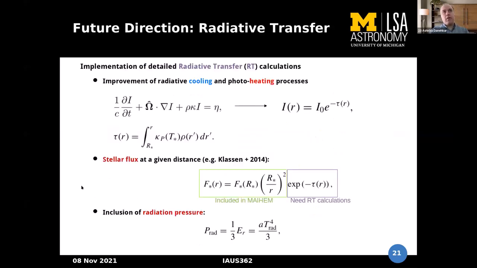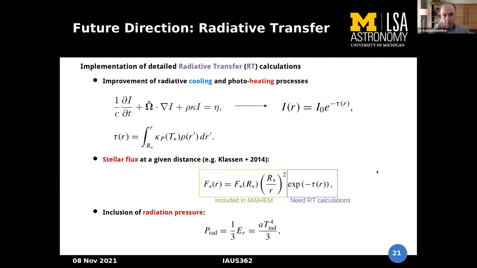And finally, our future direction is to incorporate radiative transfer calculation into our hydrodynamic simulation. In our hydrodynamic simulations, the SED is reduced using a simple assumption of R to the power of minus 2. By calculating opacity with this equation, we reduce the SED, and it will be a proper implementation of the radiative cooling and photoionization process.